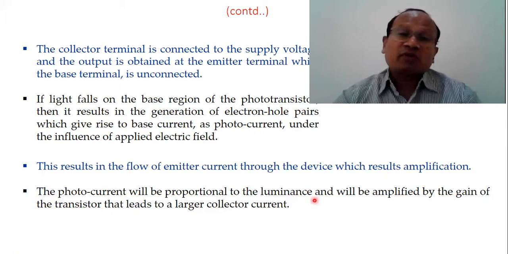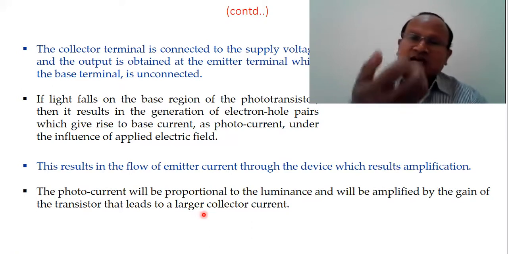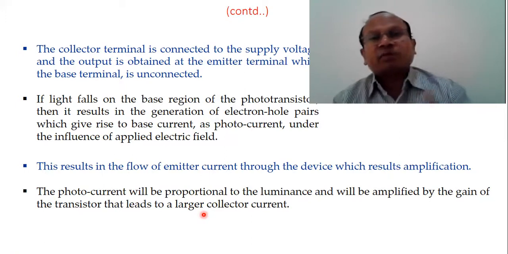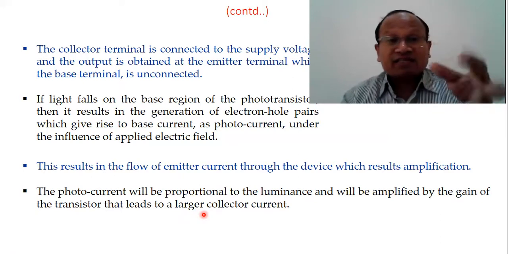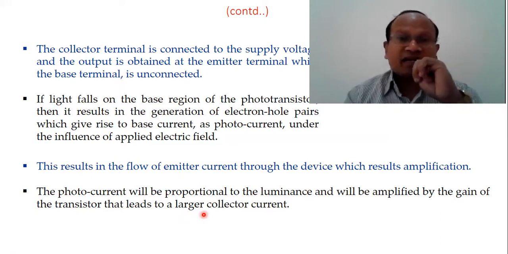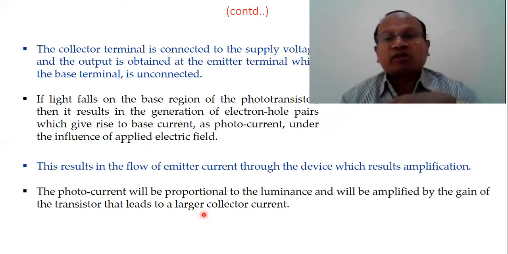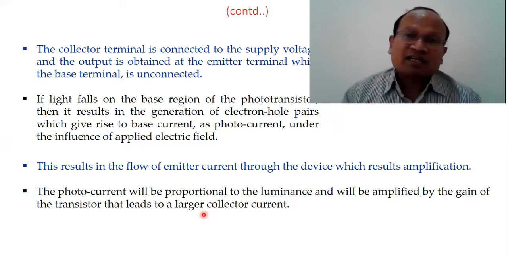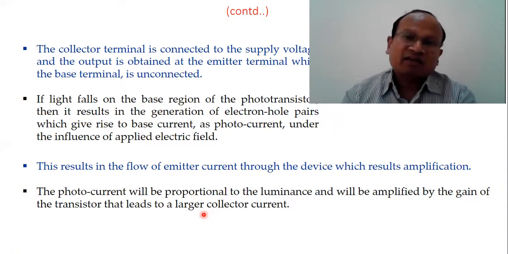The photocurrent will be proportional to luminance and will be amplified by the gain of the transistor. That also leads to a large collector current. It means the photocurrent, which is coming as a base current, is proportional to luminance. More is the luminance, more is the photocurrent. And the photocurrent is then causing emitter current to flow. And due to the high gain of the common emitter amplifier, that will also increase. So a large collector current, a high value of collector current, will ultimately flow through the circuit.